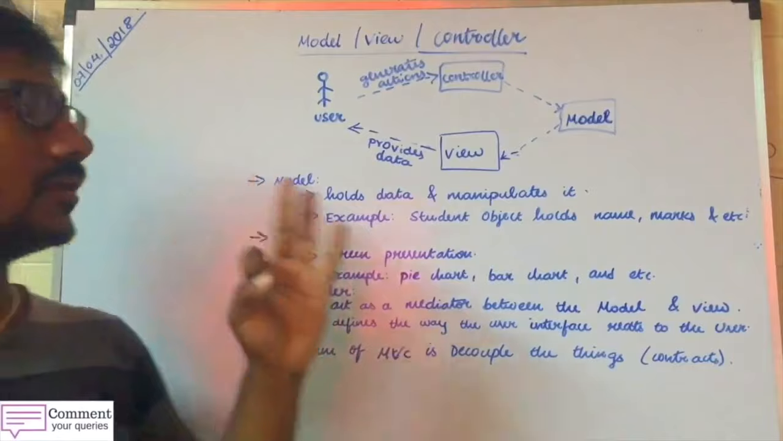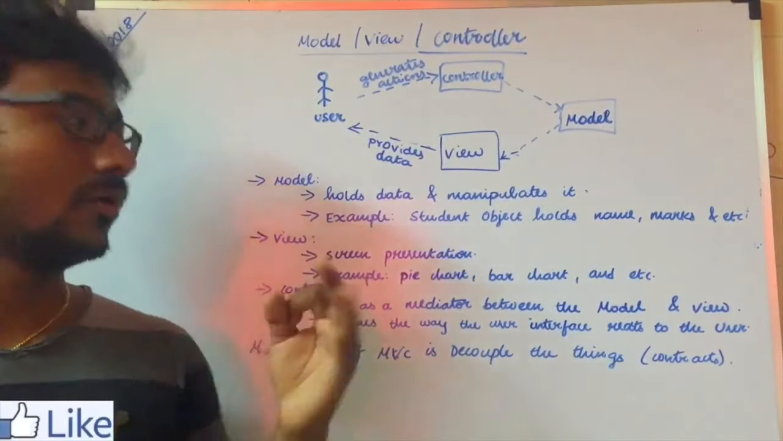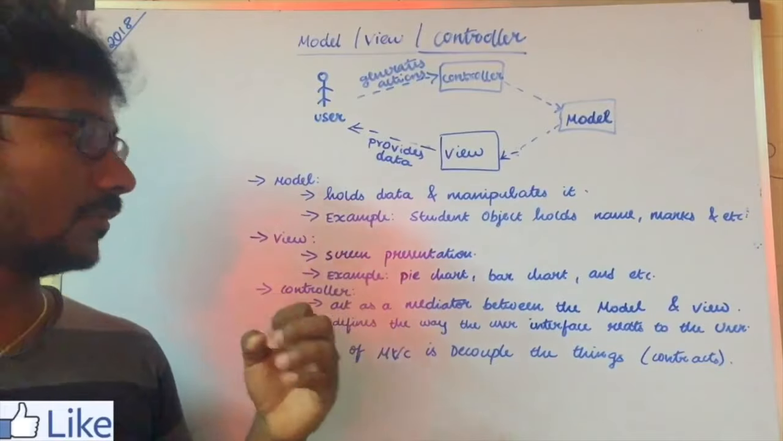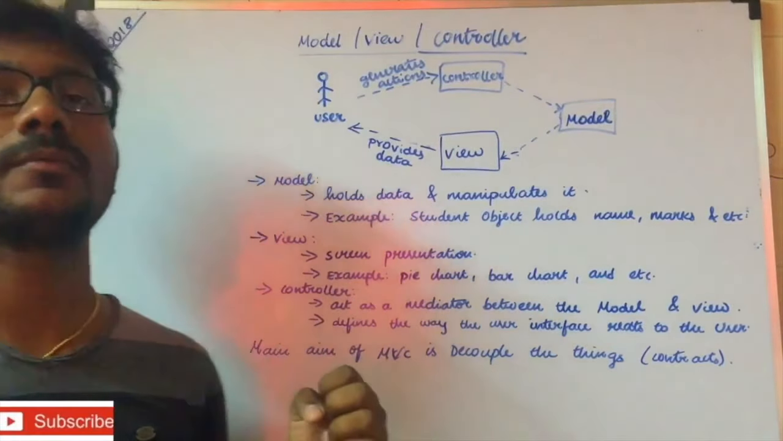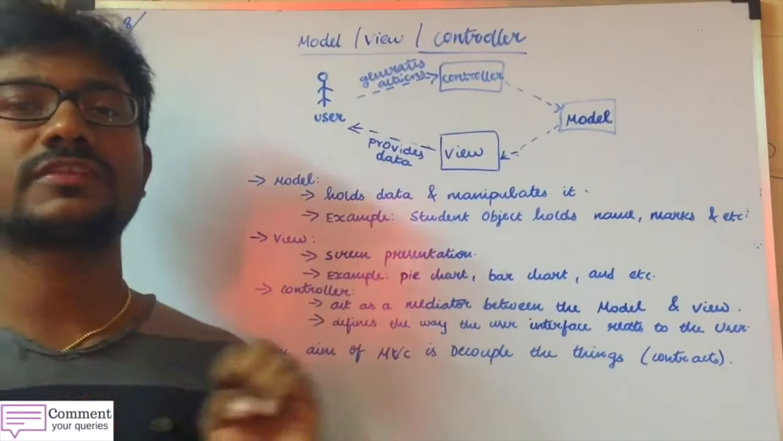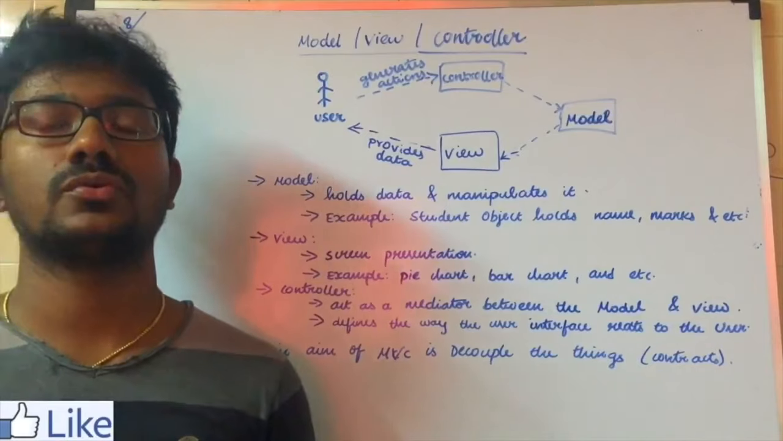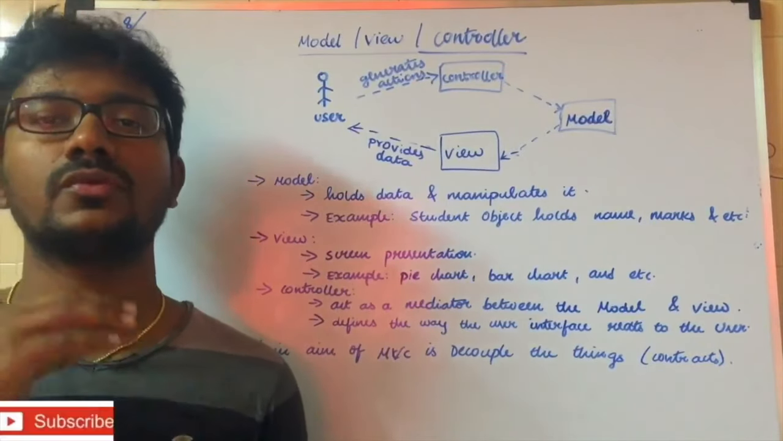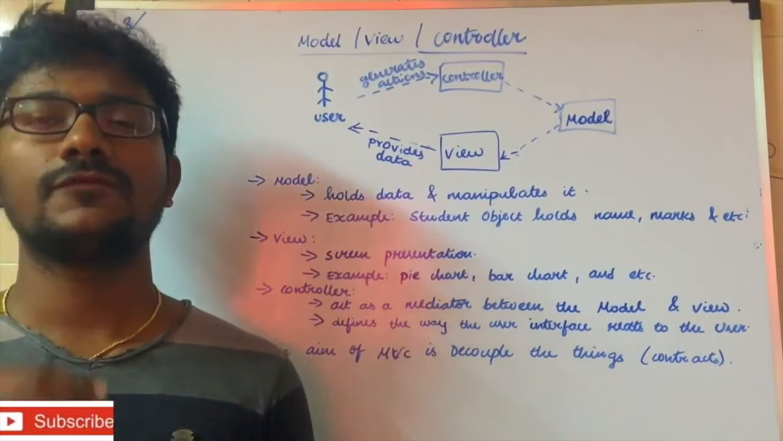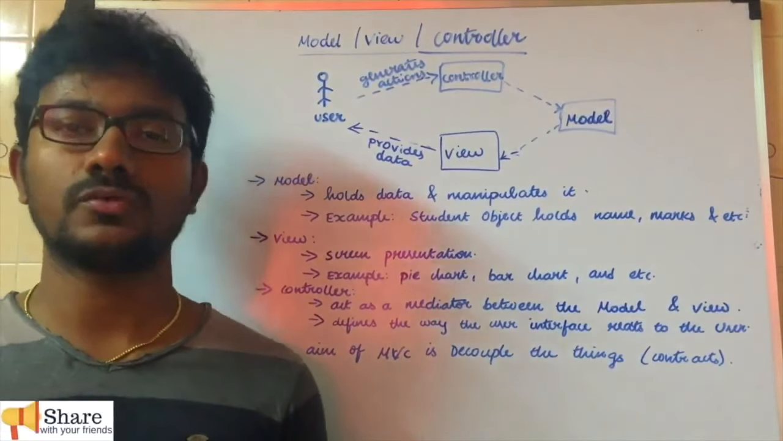Here there are 3 things applied to make this theoretical approach practical. The first is model, the second is view, and the third is controller. First we'll discuss the view. If you're trying to open a college portal and you give some roll number, then you will see the details of that corresponding roll number.